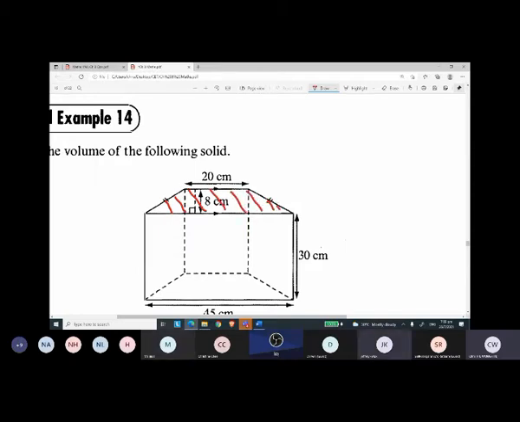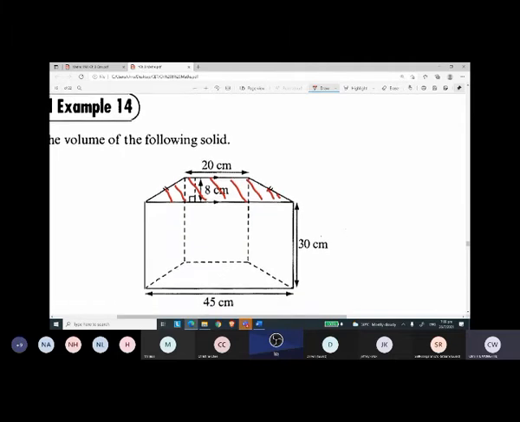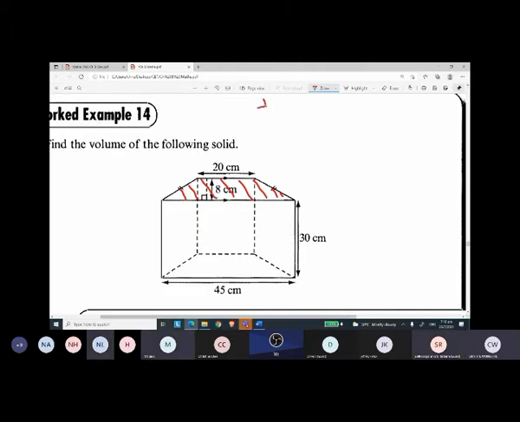Trapezium. Very good. This is a trapezium. By the way, the 8 here refers to the height of the trapezium, which is not 3D. It's supposed to be the height of the trapezium. Now, can you tell me what is the formula for a trapezium? Half times base times height. Very good. This is the area of the trapezium.